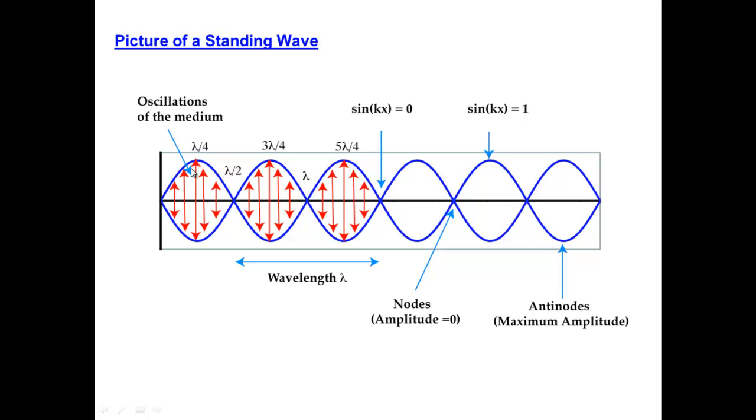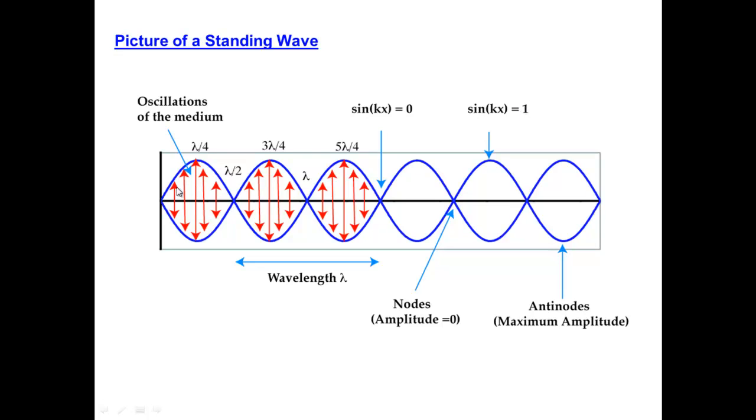So the red arrows represent the oscillations of points on the string, and you'll see at the left end there's a node, right here there's a node, another half a wavelength there's a node, and so on. The positions of the nodes are the places where the sine of kx is 0, and the positions of the antinodes, whether that's a peak or whether that's a trough, doesn't matter, those are the places where the sine of kx is actually plus or minus 1. That equation should say plus or minus 1.